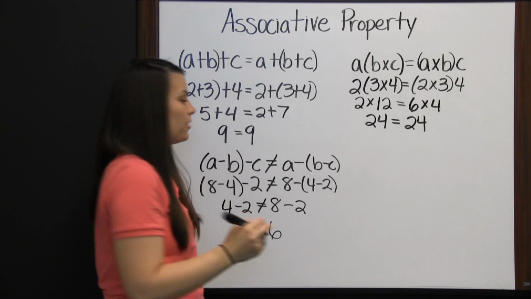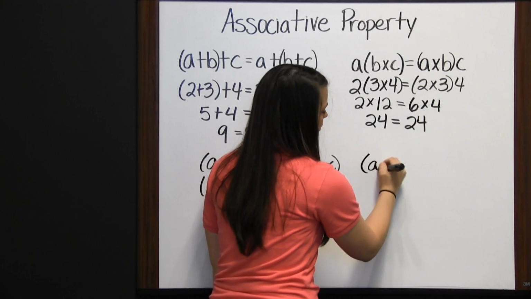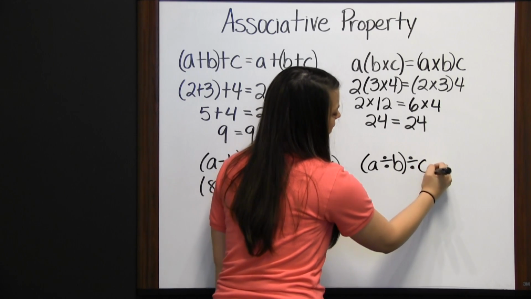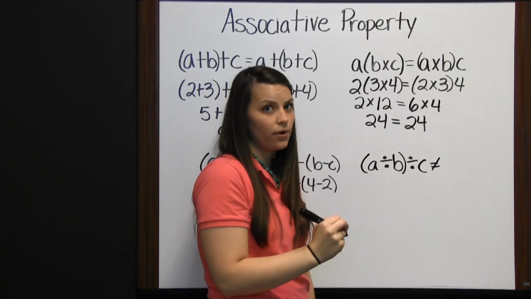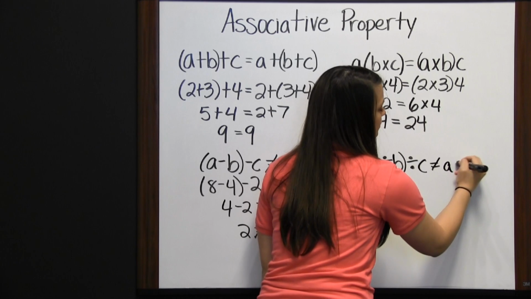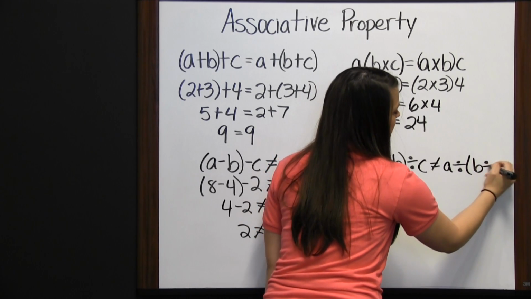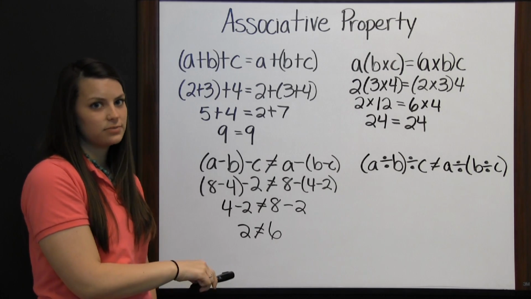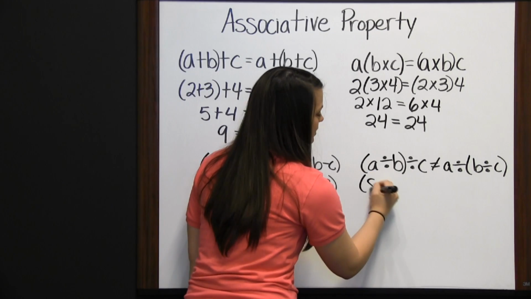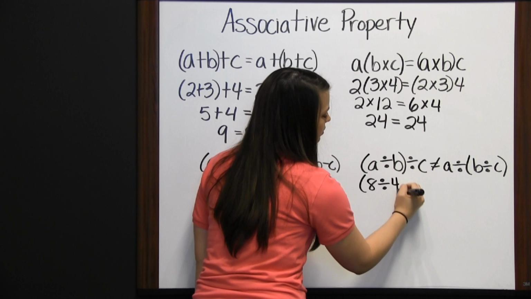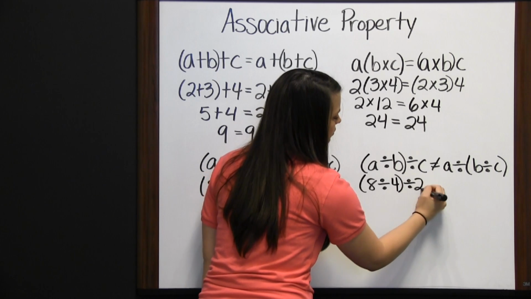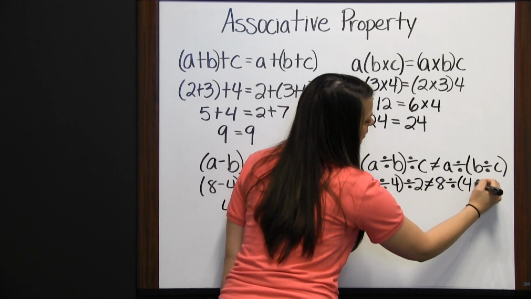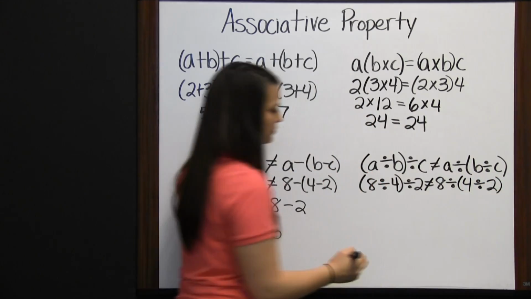Let's use it on division now. So with division, it would look like (A ÷ B) ÷ C, which again will not equal A ÷ (B ÷ C). I'm going to use the same numbers we used for subtraction. So (8 ÷ 4) ÷ 2 does not equal 8 ÷ (4 ÷ 2).